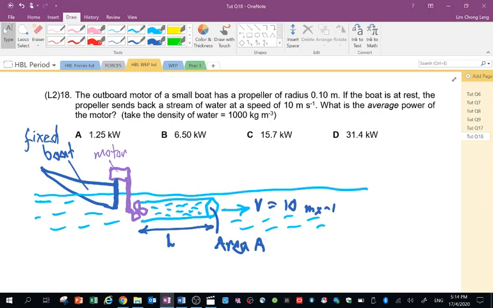Question 18. This is quite a challenging question, but doable. You have an outboard motor attached to a boat, and this boat is unusually fixed to a certain structure such that the boat cannot move. So when the motor is started, the motor will push a stream of water backward. This propeller will exert a force F on the stream of water, forcing a cylinder of water backward.